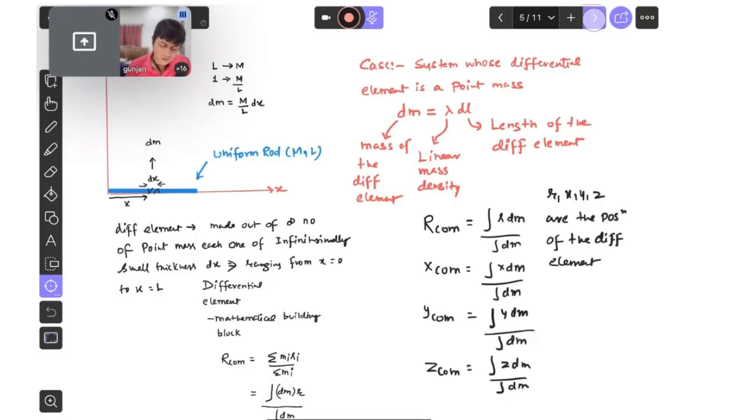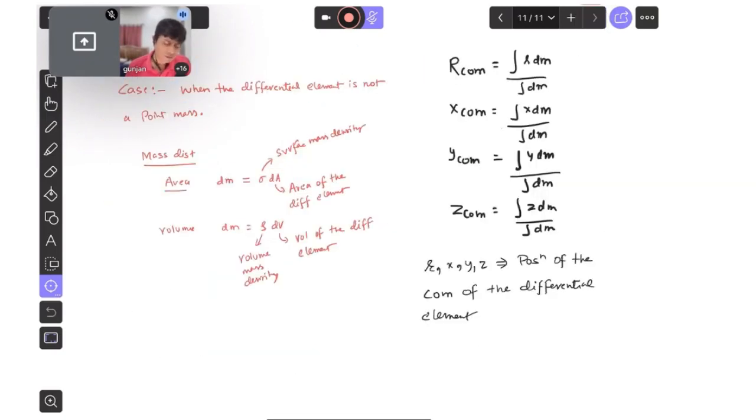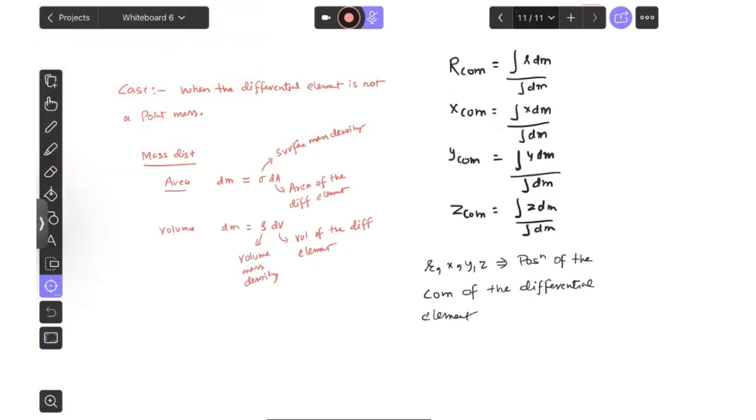Same like that in using integration, if I consider a system made out of something which is not a point mass, then we use the same formula, just we use the position of the center of the mass in those formulas. R will be the position of the center of the mass of the differential element. X, Y, Z are the coordinates of the center of the mass of this differential element.